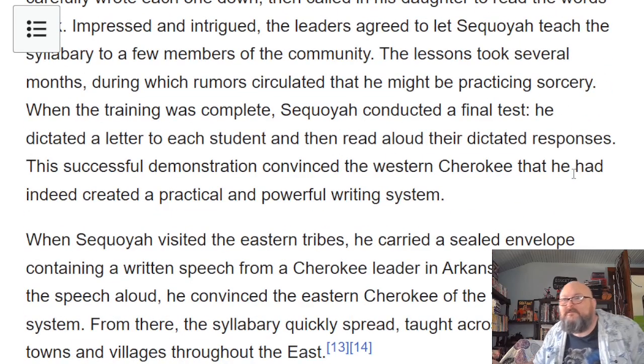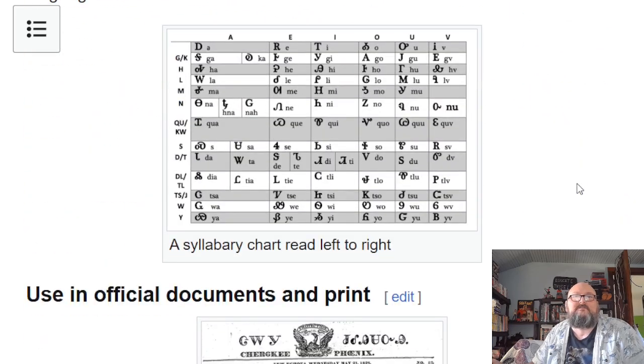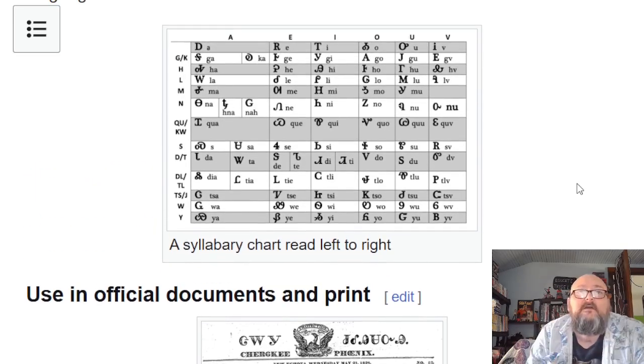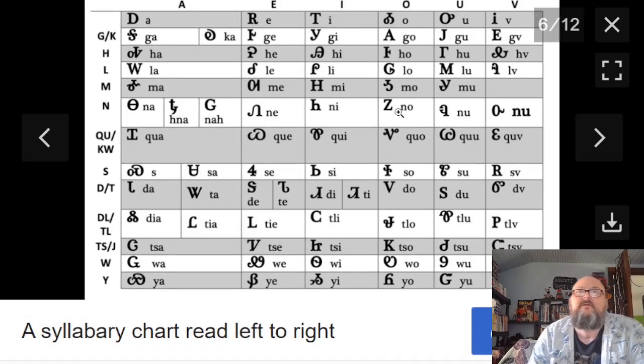This video's gone on pretty long, but he created an alphabet, or a syllabary, that inspired other peoples to develop their own. So yeah, let's enlarge this up a little bit so you can see it better. You can see at the top it's a, e, i, o, u, and there's a v sound as a vowel.